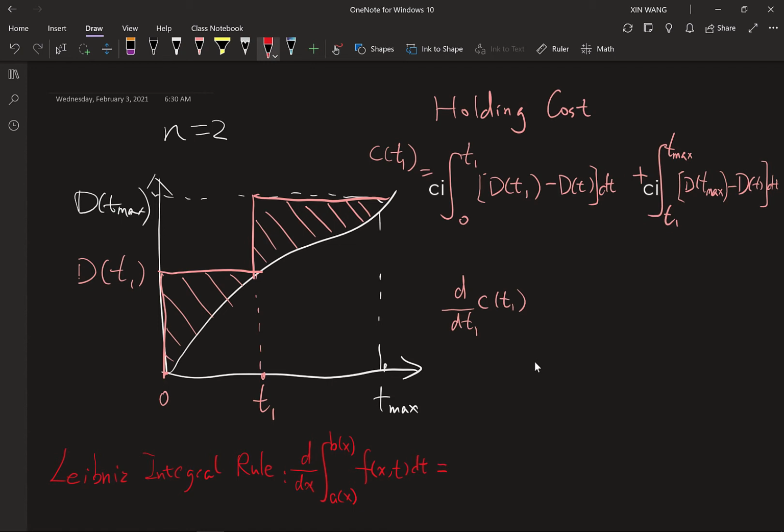It equals: take the derivative of the upper bound and plug the upper bound into the function, replacing t. Then minus the derivative of the lower bound, plugging the lower bound in for t. And then we take the derivative inside.